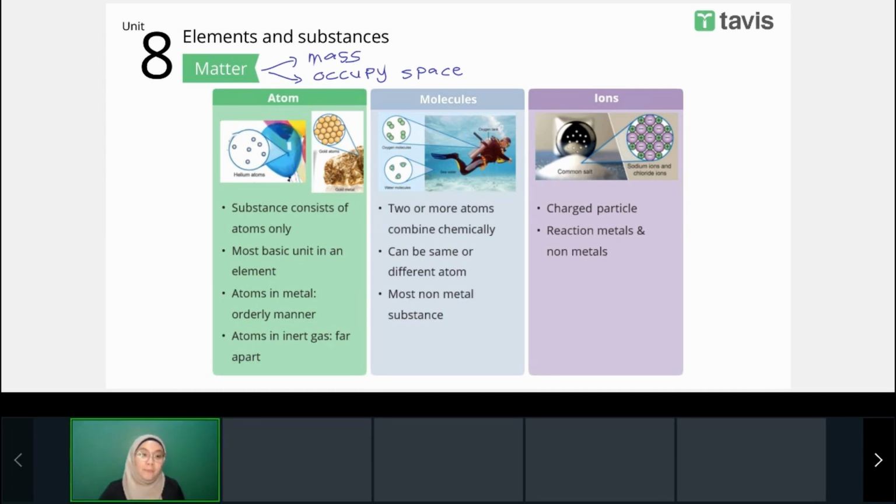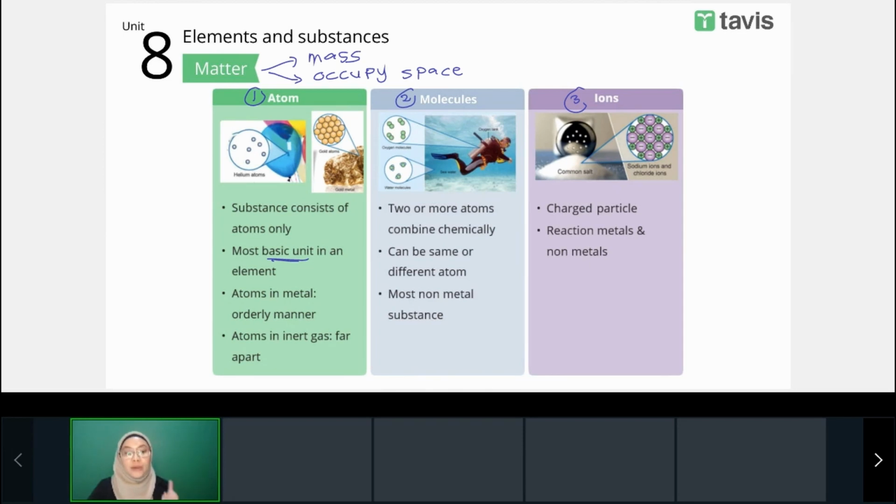Matter is formed by three types of particle. The first particle is atom. The second is molecules, and the third is ion. Atom, molecules, and ion. What is matter? Matter is a substance that has mass and occupies space. It can be made up of atoms or molecules or ions.